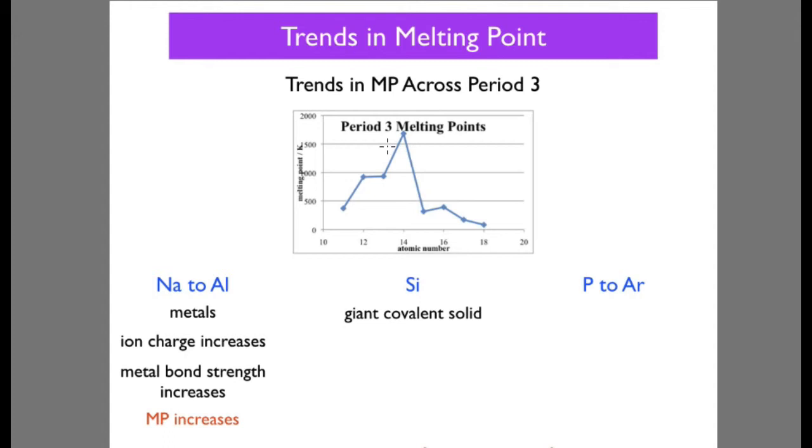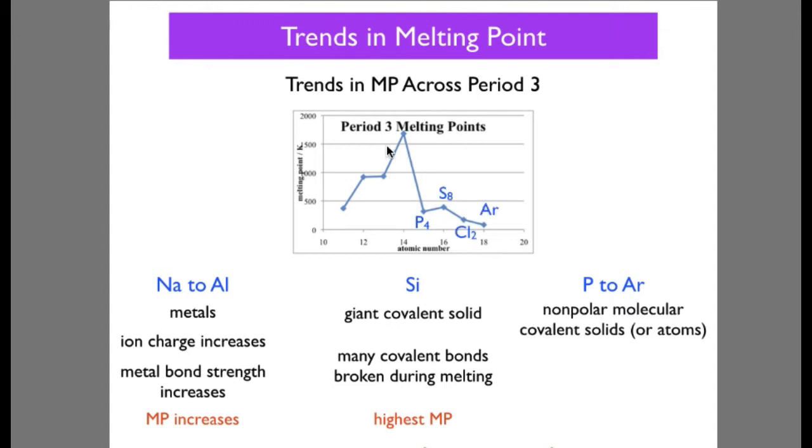Then we've got silicon, which is a giant covalent solid. It's got covalent bonds throughout, and these need to be broken during melting, and so it has the highest melting point because of those strong covalent bonds. Then we have phosphorus, sulfur, chlorine and argon here, and they're non-polar molecular covalent solids or atoms. And the weak dispersion forces are very easily broken, and you get a general decrease as you move along them.